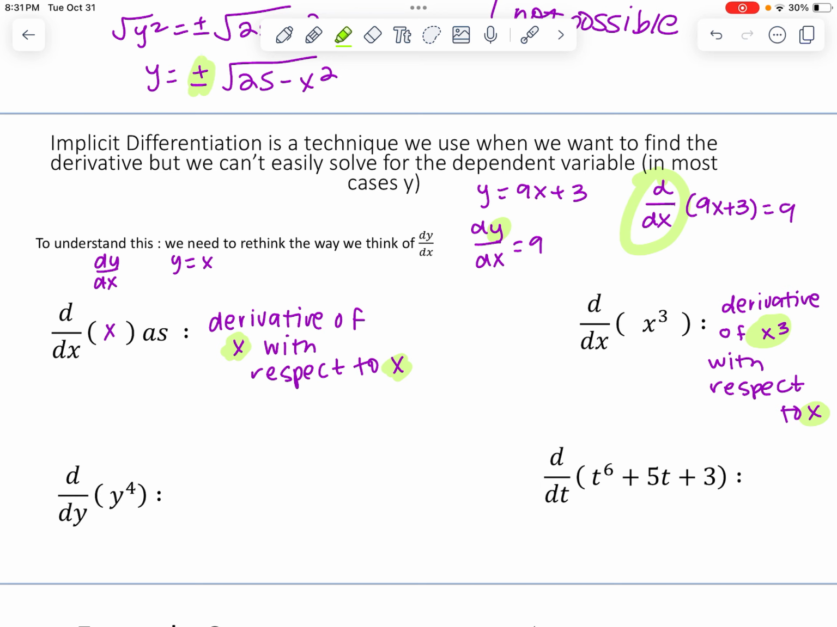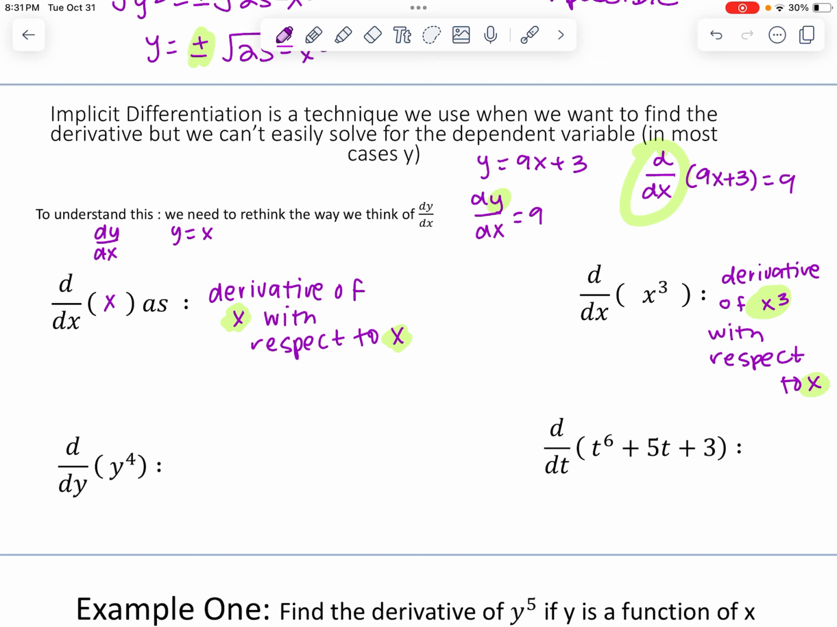And so in all the problems we've done so far, x has been our independent variable. But let's say that we're going to take the derivative of y to the 4th power with respect to y. That's what this means. It's the derivative of y to the 4th power with respect to y. And so we did change what our denominator looked like, but the important part is that these are both y's.